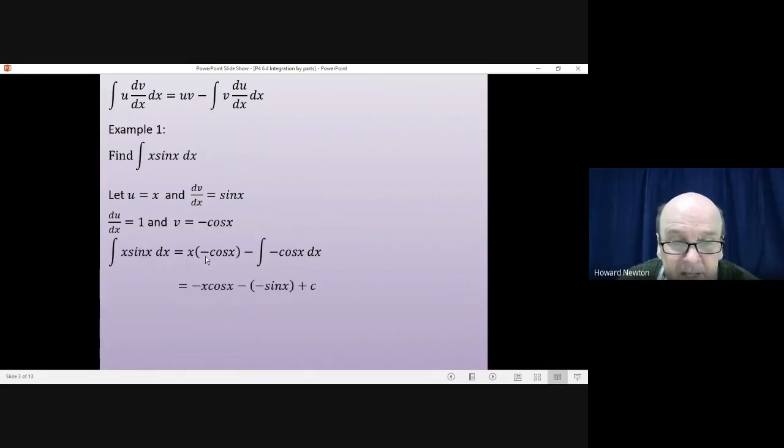That gives me minus x cos x when I multiply out these brackets. And if I integrate minus cos x, I get minus sine x. And tidying that up gives me the answer. Minus x cos x plus sine x plus some arbitrary constant c.